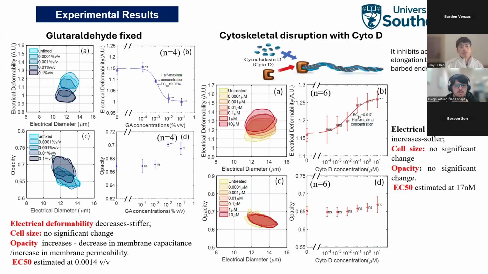Here shows the experiment results of different treatments. For the glutaraldehyde-treated cells, the electrical deformability decreased, indicating increased stiffness, while the cell size saw no significant change, and the opacity increased, suggesting reduced membrane capacitance.